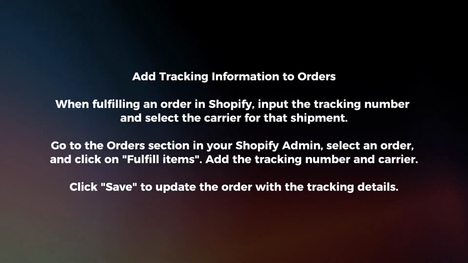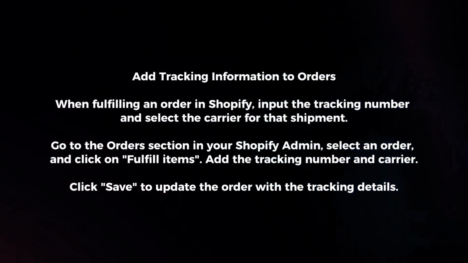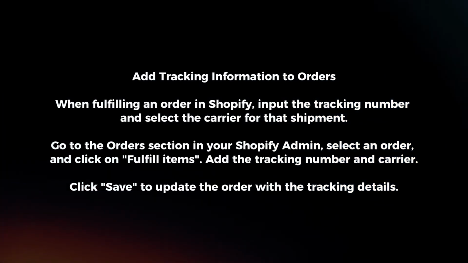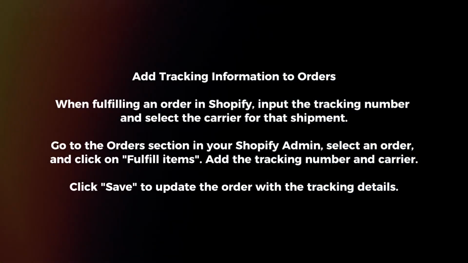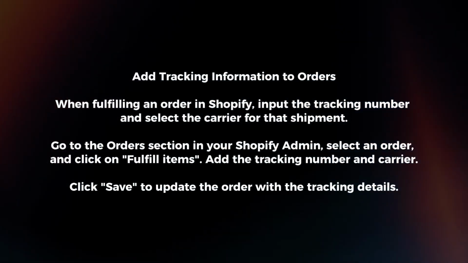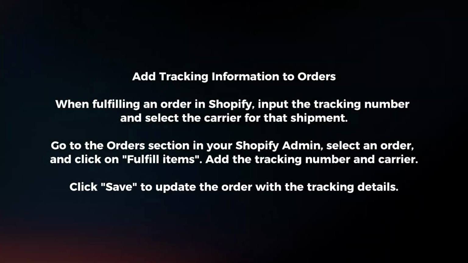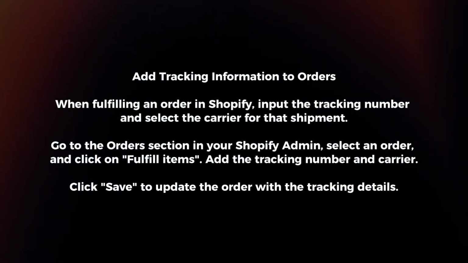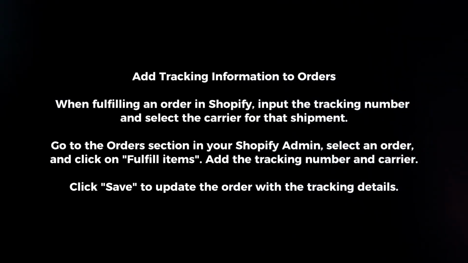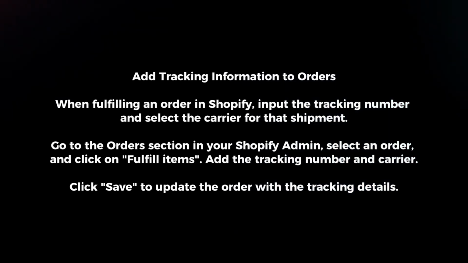Add tracking information to orders. When fulfilling an order in Shopify, input the tracking number and select the carrier for that shipment. Go to the Orders section in your Shopify admin, select an order, and click on Fulfill Items. Add the tracking number and carrier. Click Save to update the order with the tracking details.